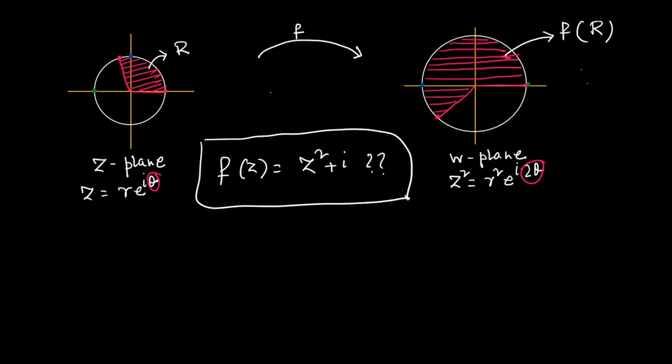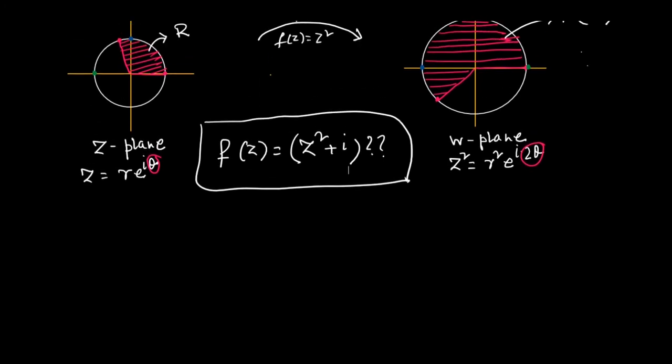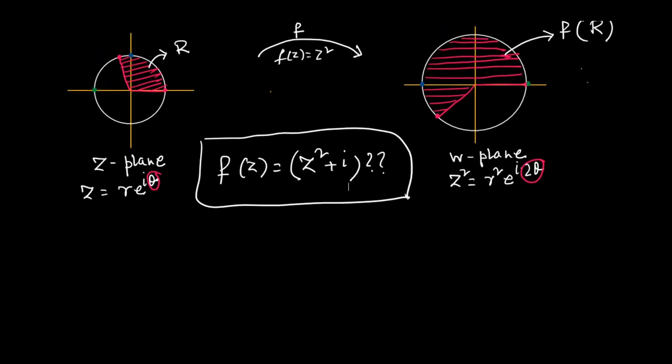This is how we can visualize F(z) equals z squared. So here it is, F(z) equals z squared. So you can visualize F(z) equals z squared in this way. Can you tell me how we will visualize F(z) equals z squared plus i? Okay, pretty simple. Here, I will consider this as a composition of two functions.